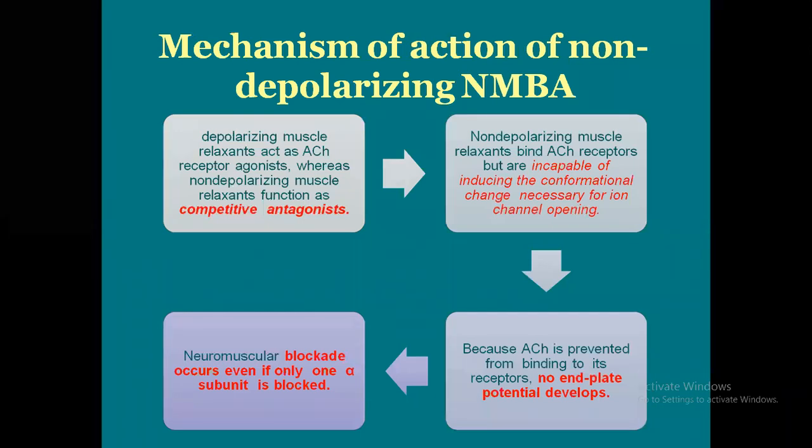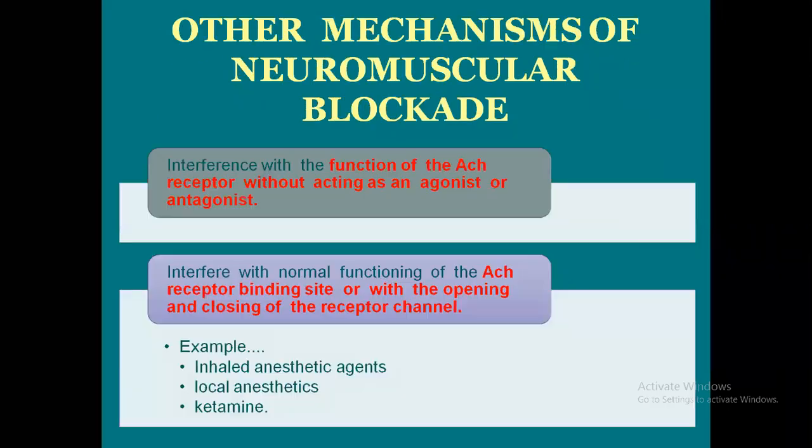Because acetylcholine is prevented from binding to its receptor, no end plate potential develops. Neuromuscular blockade occurs even if only one alpha subunit is blocked, whereas I am talking about non-depolarizing muscle relaxation. Even if one alpha subunit is blocked, non-depolarizing muscle relaxation still works, but a depolarizing block has to have two.